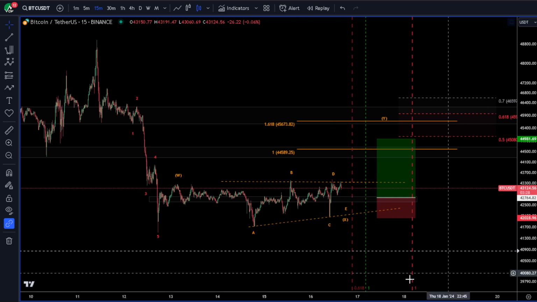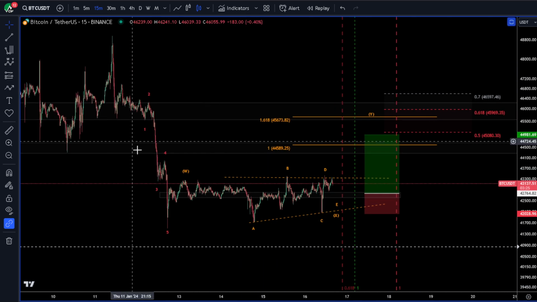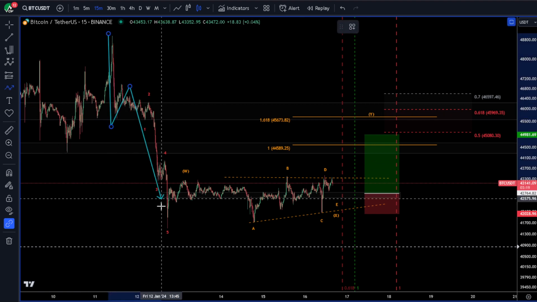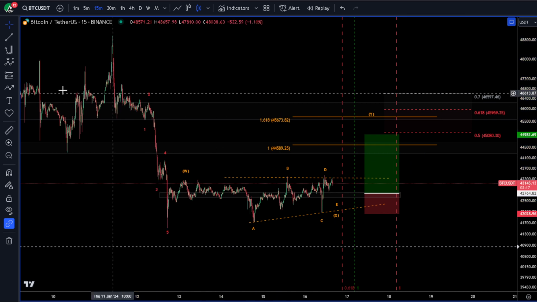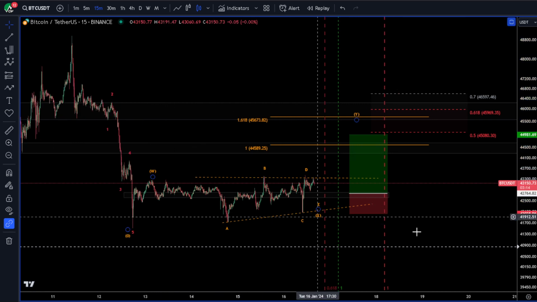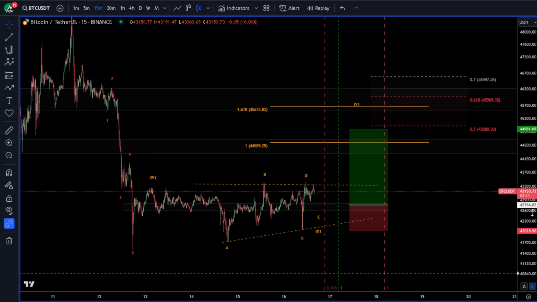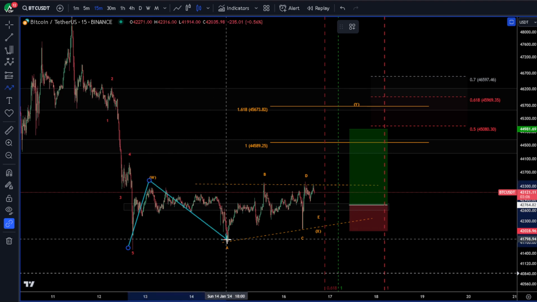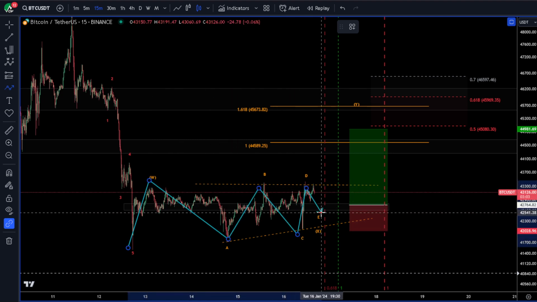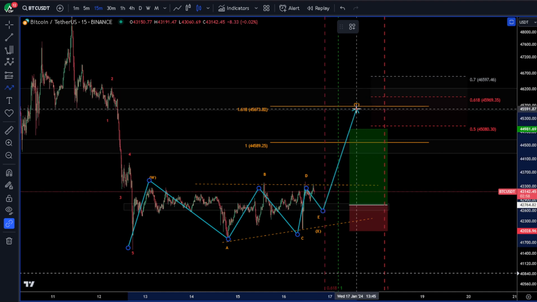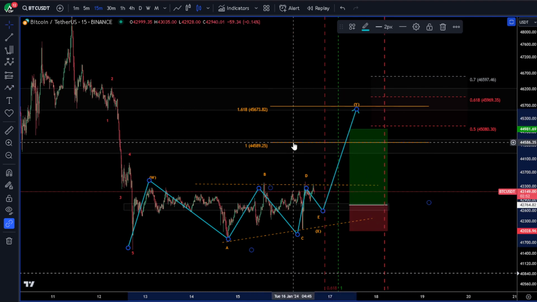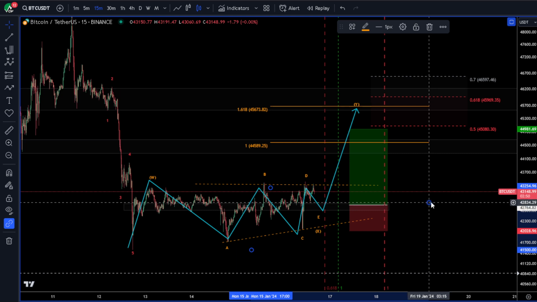This is my second count. And that is if we ended here at the first wave, and we're starting our correction now, I would have this as a WXY. You can see this potential here. We get a W, and then we get a triangle, A, B, C, D. We're still working on the E wave. And then we get our move to the upside for our Y.